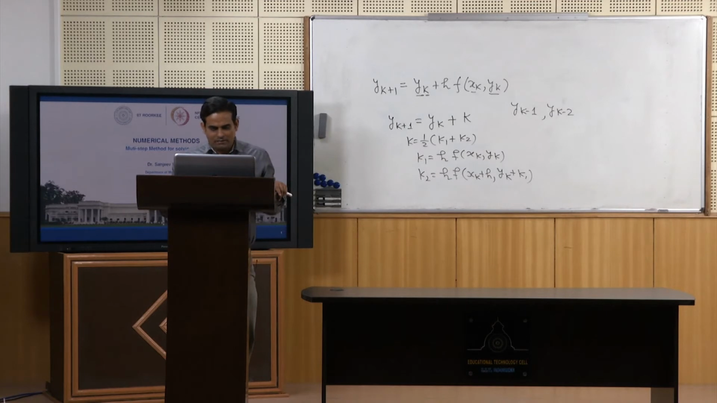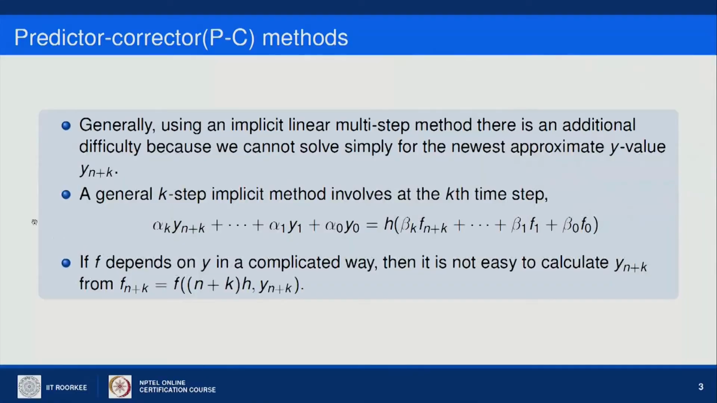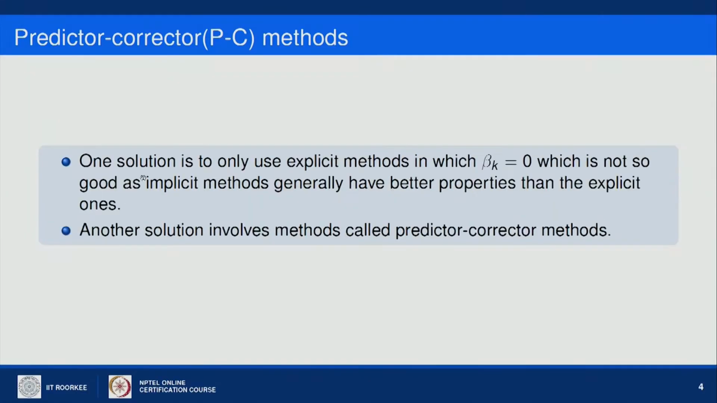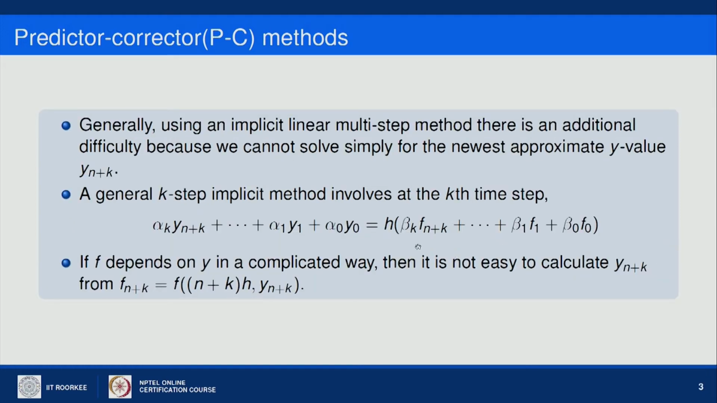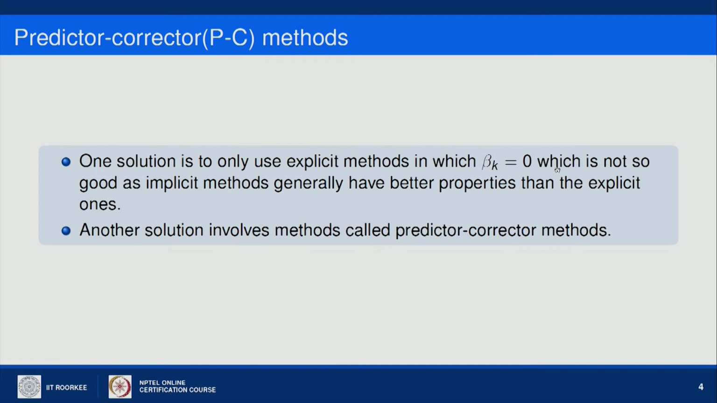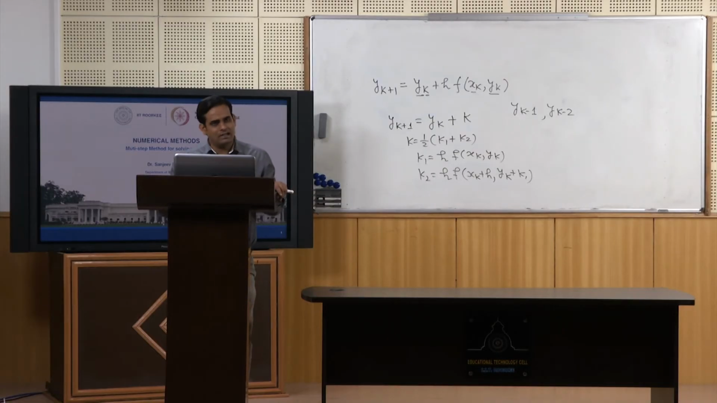So, in this way we are having y n plus k on both sides, and that is why we are calling it an implicit scheme. To get rid of this, one solution is to use only an explicit method, in which the right hand side is 0, that is, all the betas are 0. However, this is generally not as good as an implicit method, but it can give a simplification in calculation. As I told you, it is simple in calculation but not so good in terms of approximation.